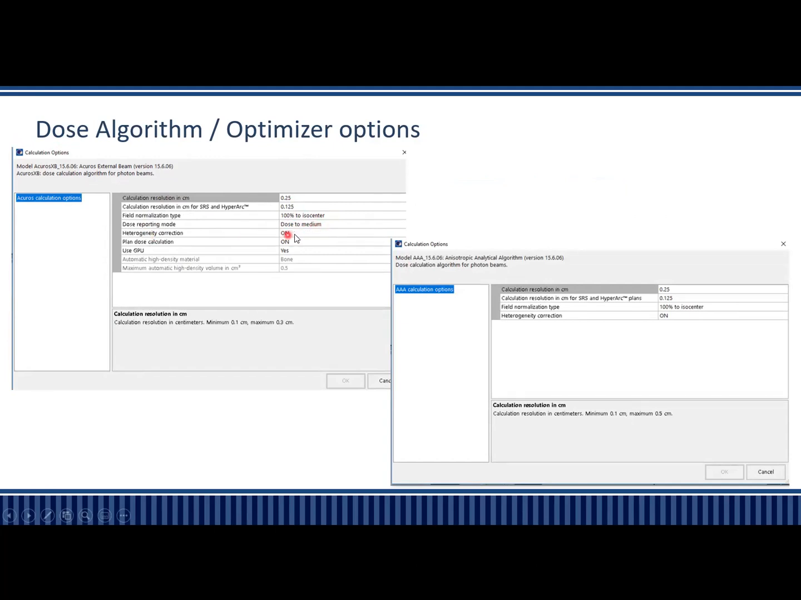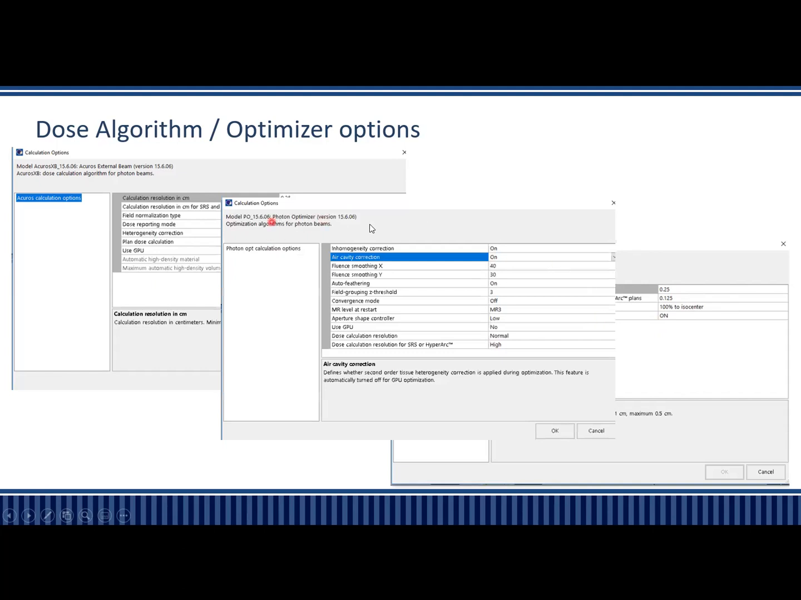Heterogeneity correction should be on. For the AAA, these are the only options available. For the PO, there are options of inhomogeneity correction. It should be on. Usually air cavity correction is off, so you may try with it on.